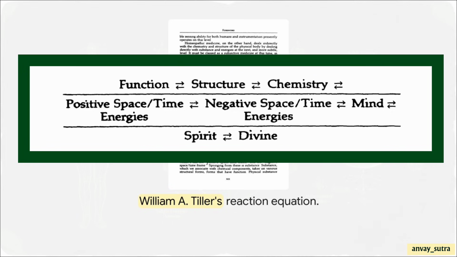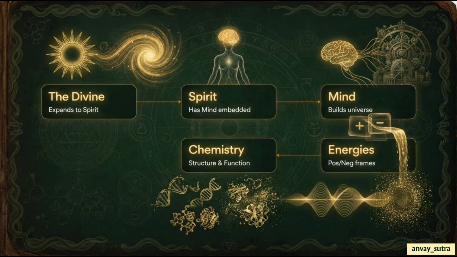Tiller is making a bold, massive scientific argument here. He's saying that humans are multidimensional beings living in a multidimensional universe, and our medicine absolutely must reflect that entire complex chain. Let's walk down this multidimensional ladder step by step together. Starting at the very top, the absolute foundation of it all, we begin with the divine.